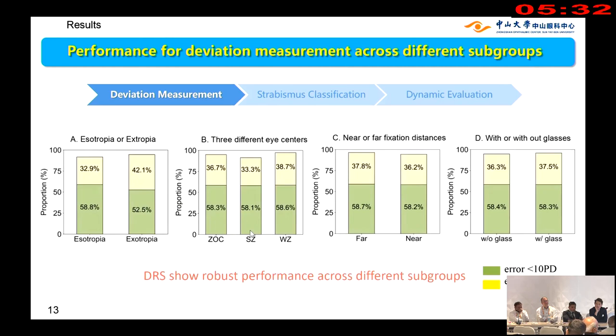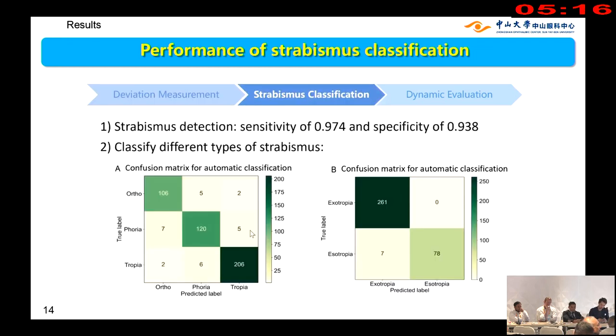Subgroup analyses were conducted to evaluate the diagnostic performance of the digital ruler under different conditions, including differences in strabismus type, data source, measurement distance, and whether glasses are worn. Second, we evaluated the performance of the digital ruler in strabismus classification. We performed 3 types of classification. The first, whether strabismus is present, with a high sensitivity of 0.97 and a specificity of 0.93.